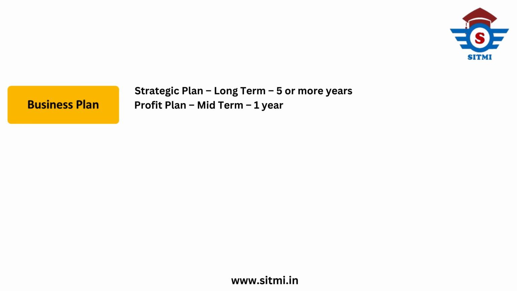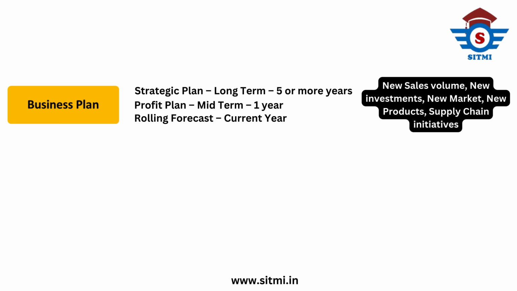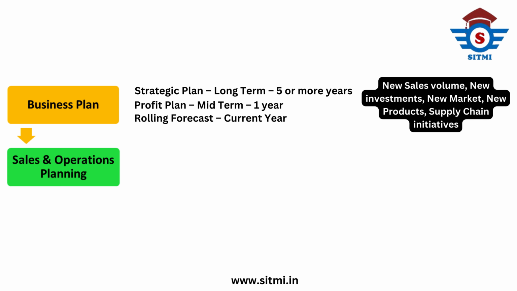And from the profit plan, there is a rolling forecast at plant level, or let's say distribution center level or facility level, that is done for the current year. In simple language, business planning accommodates planning and forecasting of new sales volume, and also new investment that is required. Then it also considers new markets that need to be captured, new products that are required to be launched, and also other supply chain initiatives. So the business plan becomes an input for sales and operations planning, which is very simple from this diagram.